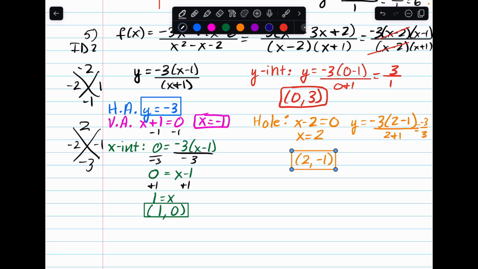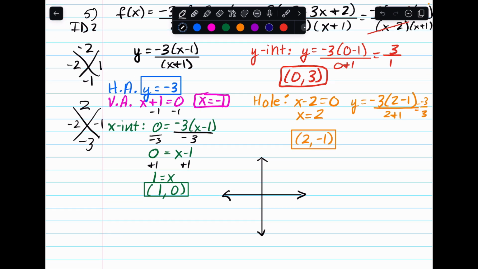Then I'm going to graph this as my final step using all the information that's been solved for. I know that I have a horizontal at y equals negative 3. Oops, sorry. Y equals negative 3. X is equal to negative 1 for my vertical. Let me redo that one. There we go. Okay, and now let's go ahead and plug in the coordinates that we found in the blue marker.